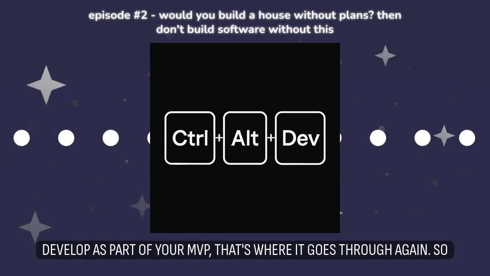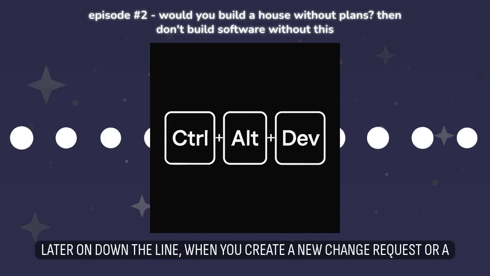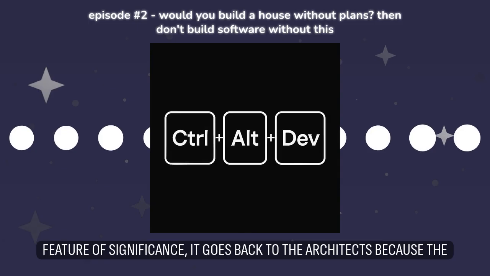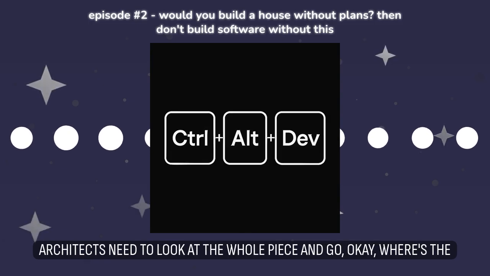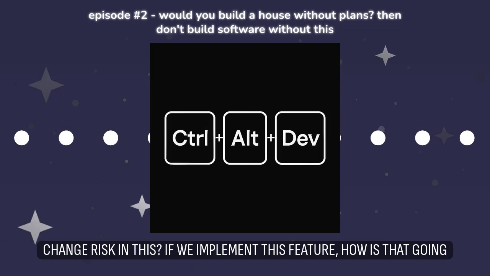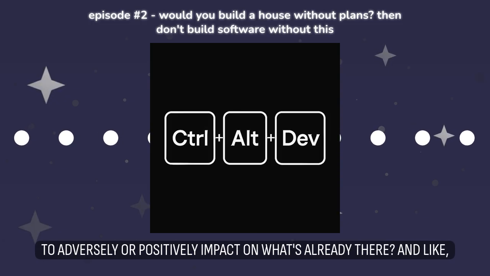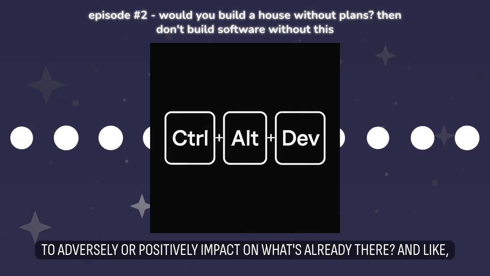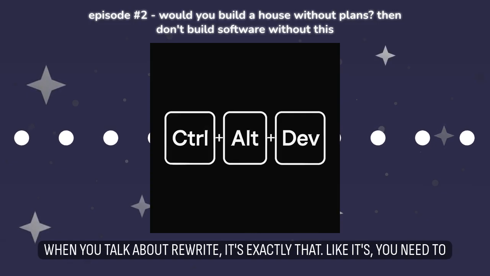That's where it goes through again. So later on down the line, when you create a new change request or a feature of significance, it goes back to the architects, because the architects need to look at the whole piece and go, okay, where's the change risk in this? If we implement this feature, how is that going to adversely or positively impact what's already there?